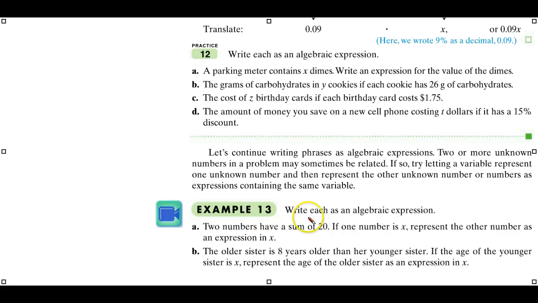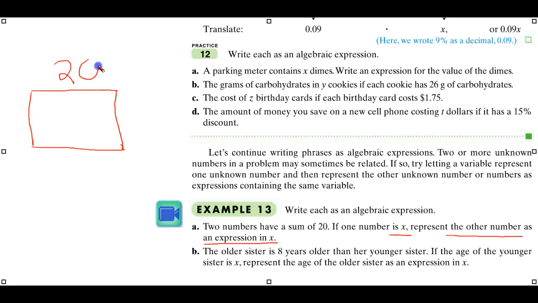Going on to example 13, write each as an algebraic expression. Two numbers have the sum of 20. If one number is x, represent the other number as an expression of x. Well, for this type of problem, I often suggest you make a little box. And this box contains 20. You want to divide this 20 into 2 parts, so we'll divide the box into 2 parts.